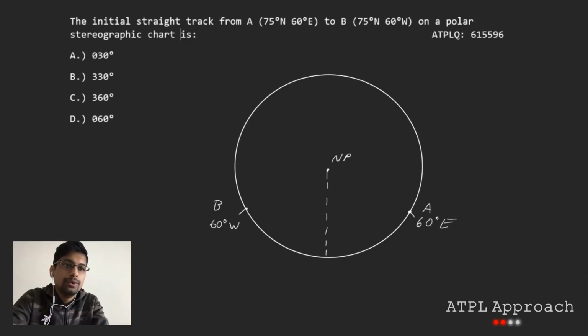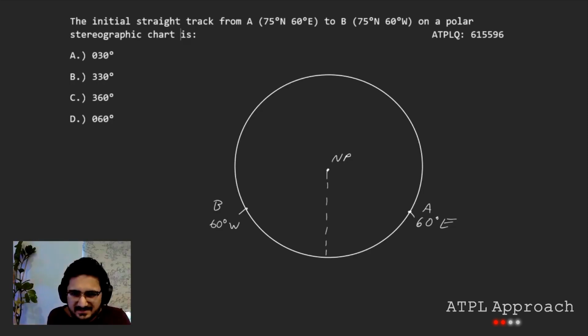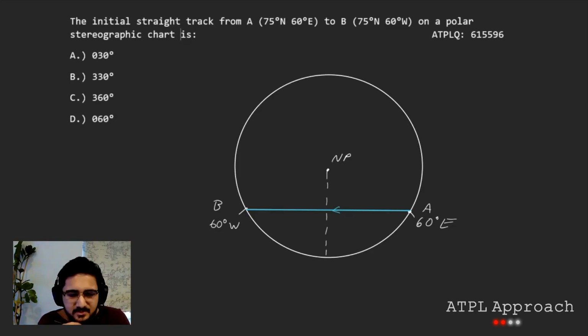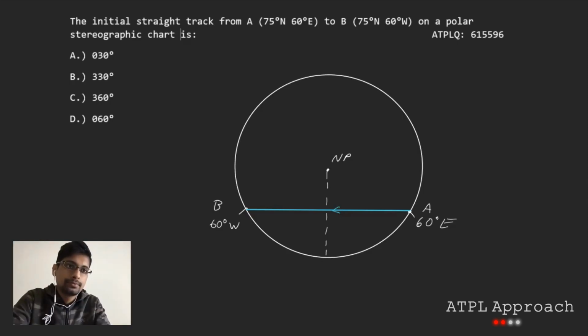I think we go over the pole. Just draw a straight line. That's all it is. A line straight from A to B, like that. Okay. And we need to work out the initial straight track. Whenever we work out tracks and headings, we always reference it from the north of where we are. So when we're at A, what direction is north?